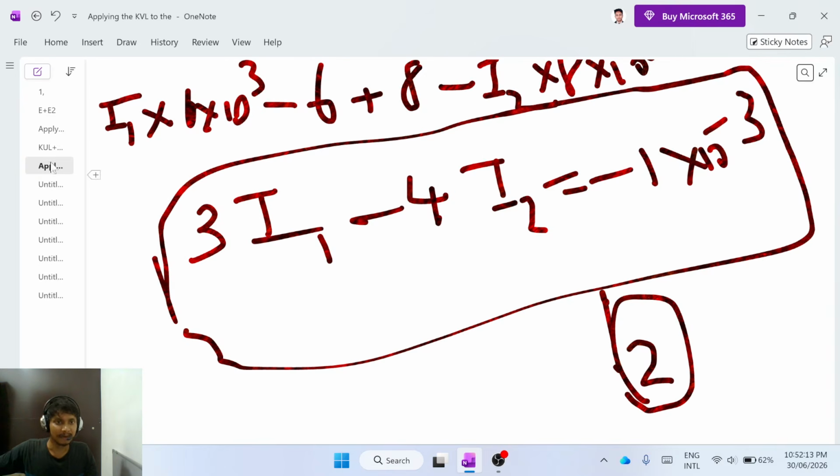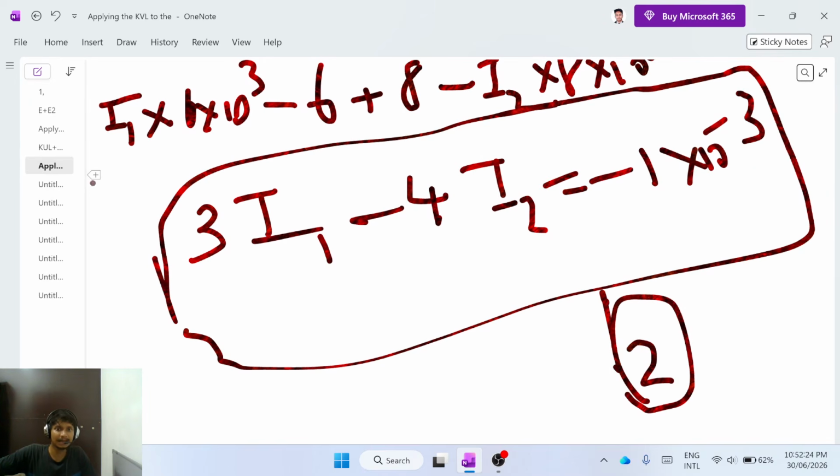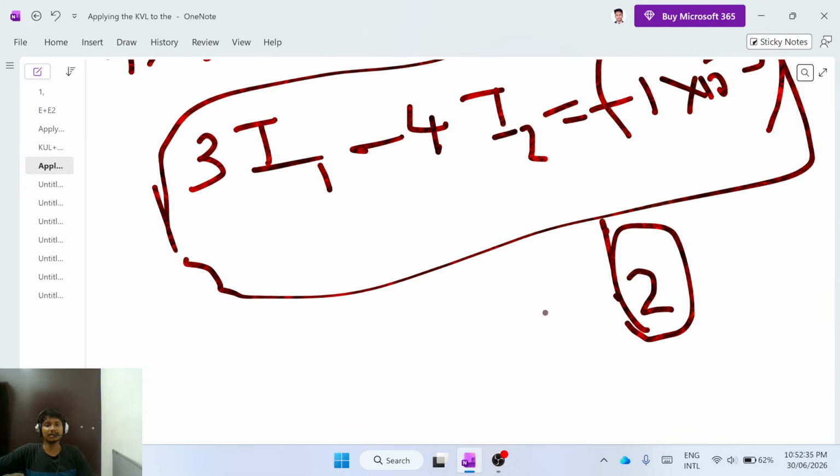Now there are two equations. The first equation, using KVL, is 5I1 plus 2I2 is equal to 3 into 10 to the power minus 3. The second equation is 3I1 minus 4I2 is equal to minus 1 into 10 to the power minus 3.